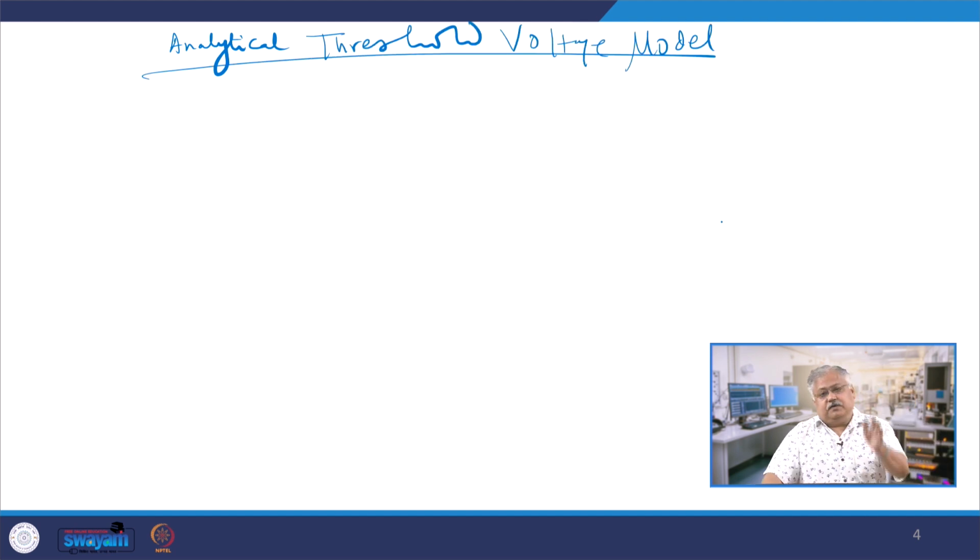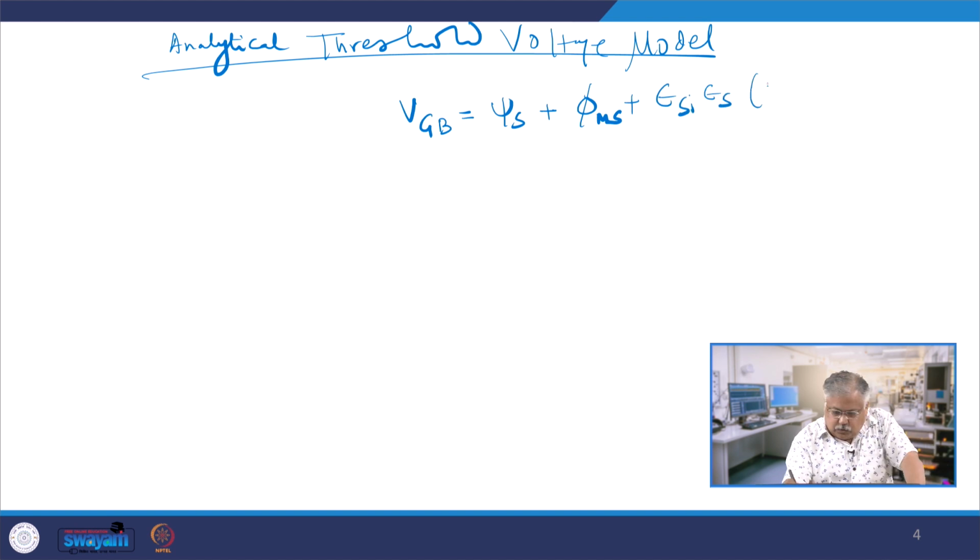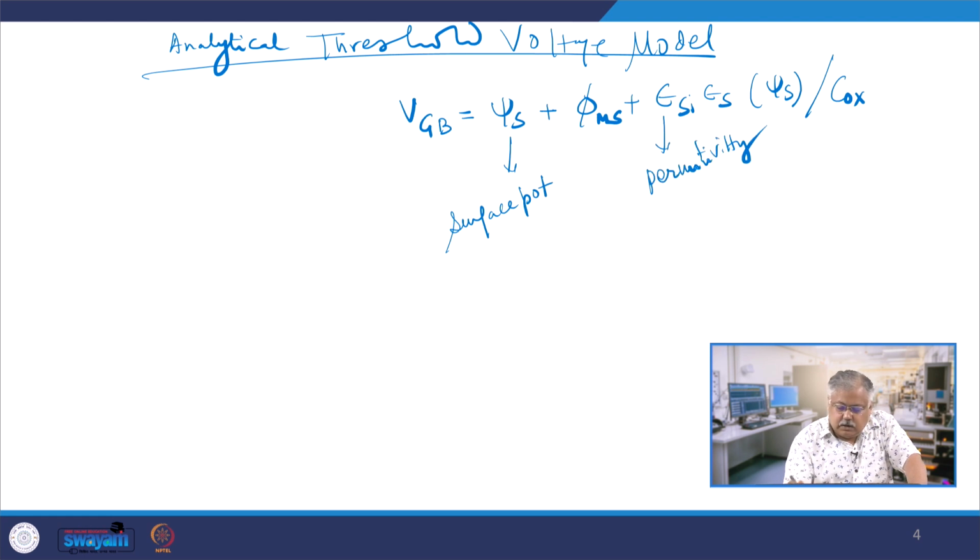Now, and this is basic physics again, we try to match it. I know that my gate to bulk voltage will be given as psi s plus phi ms plus epsilon silicon times Es, where Es is a function of psi s, upon Cox, where psi s is basically my surface potential, and epsilon silicon is my silicon permittivity.